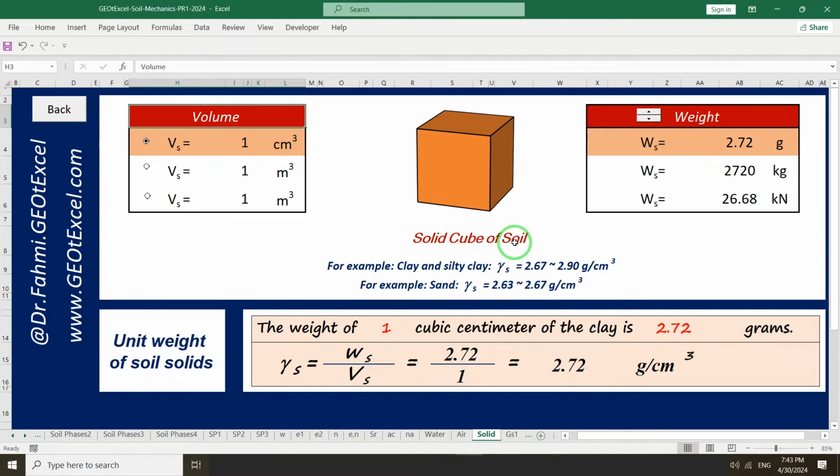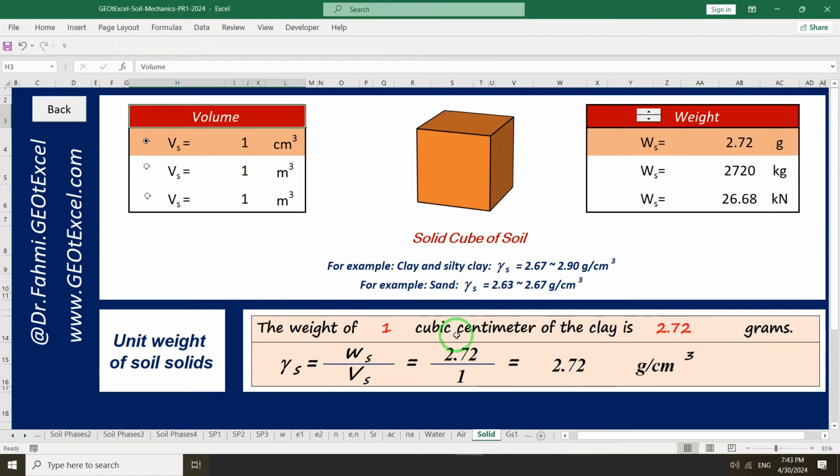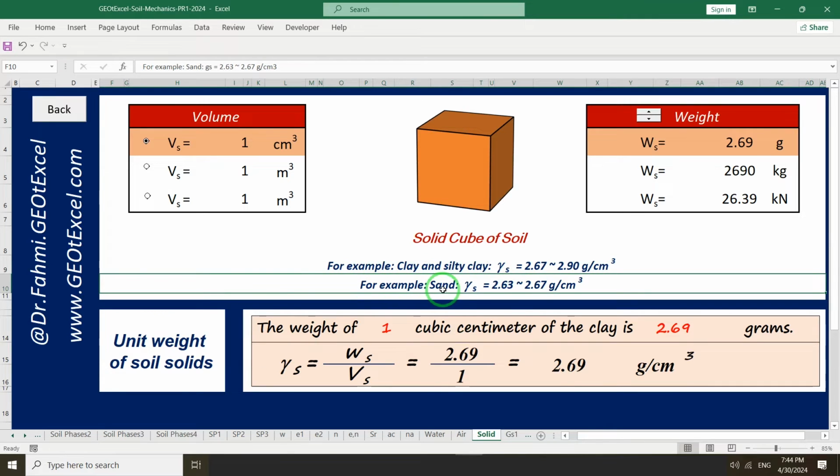Solid cubes of soils. The weight of 1 cubic centimeter of the clay is 2.72 grams, for example. For different clay soils or sand soil. For example, clay and silty clay. For example, sand.